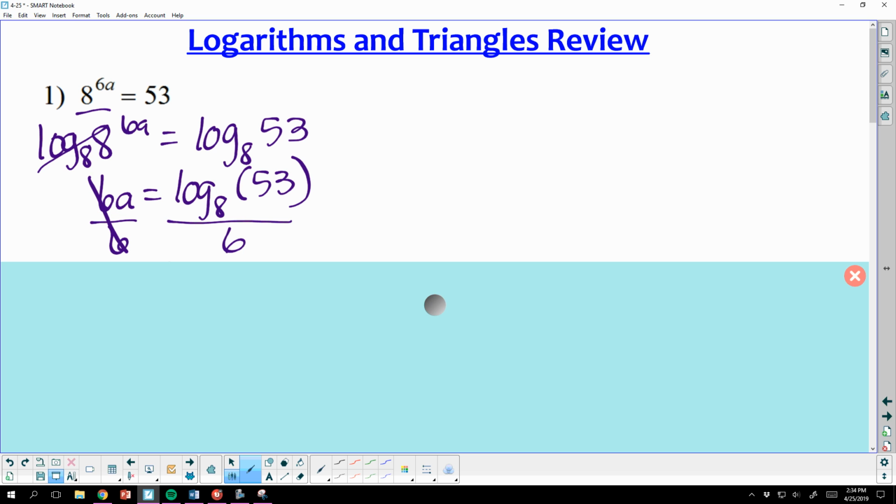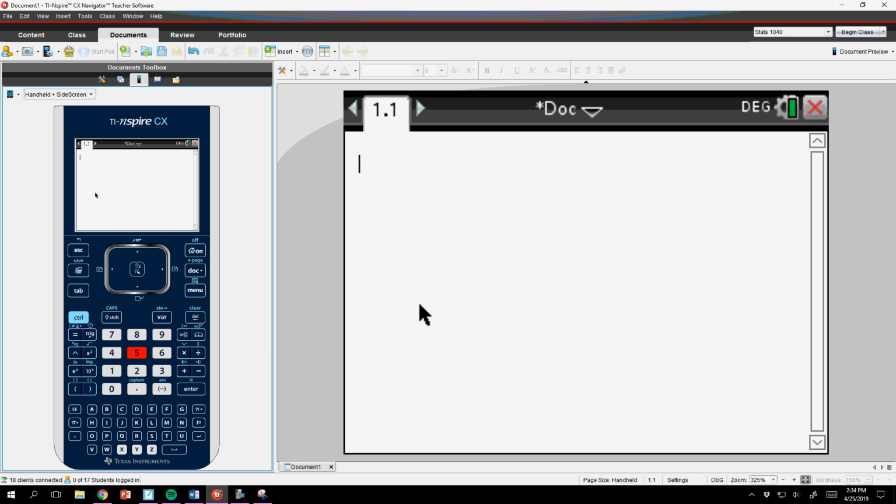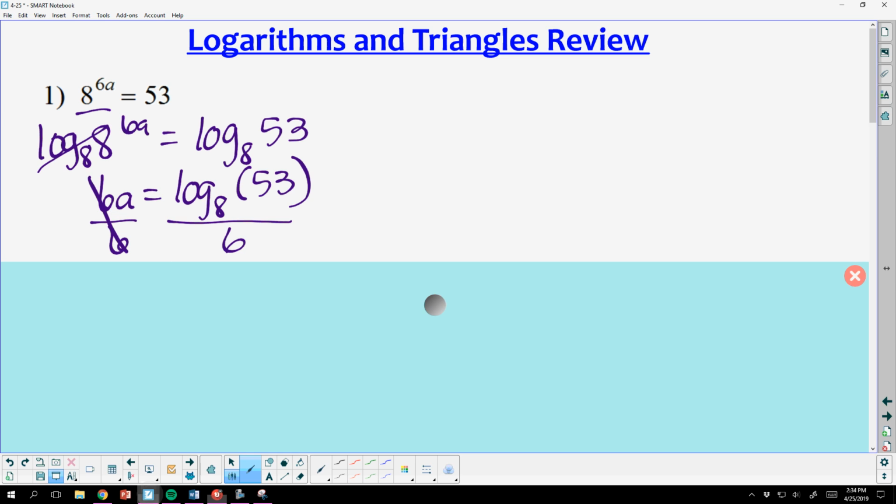So make sure when you plug that in your calculator, you don't put the divide by 6 in the parentheses. It has to go after the parentheses, okay? So the log button is where? Control 10 to the x is where the logarithm is. So log base 8, 53, and then go outside of the parentheses, divide by 6. All right? 0.31.